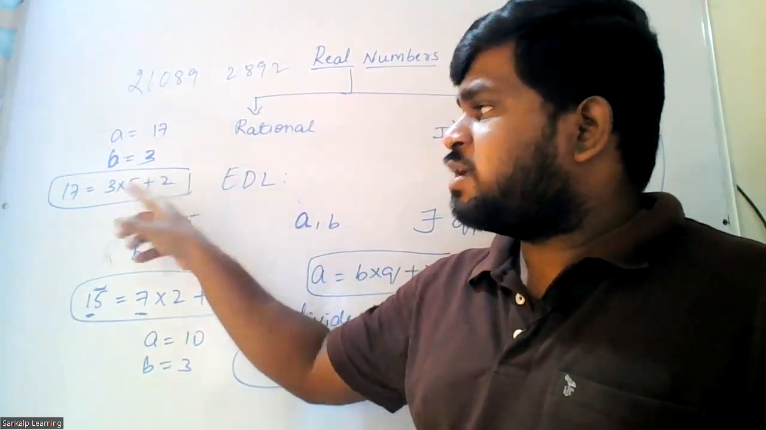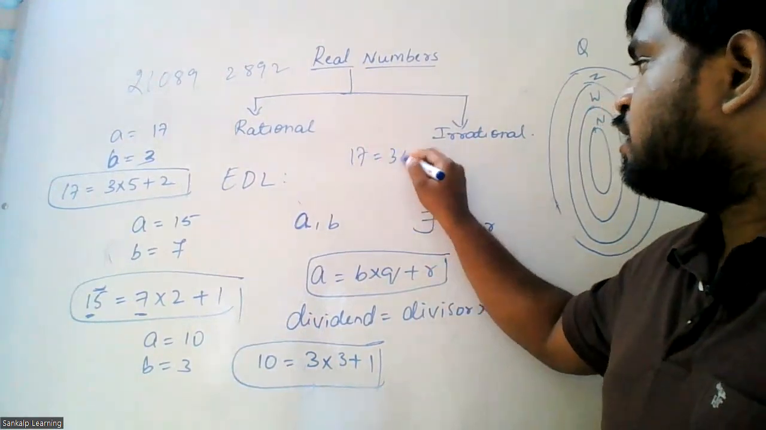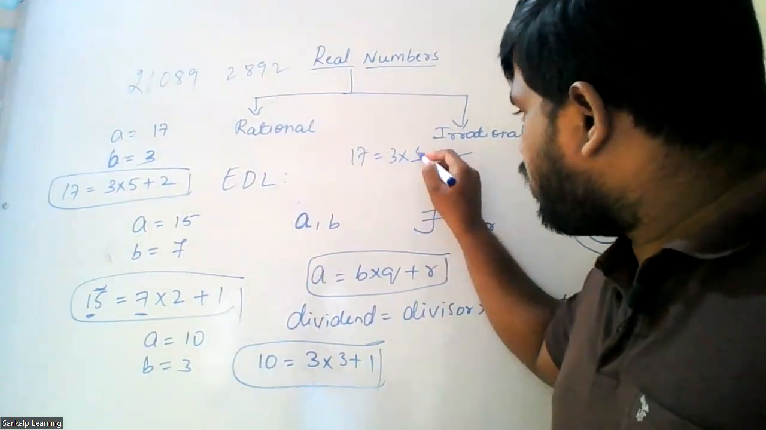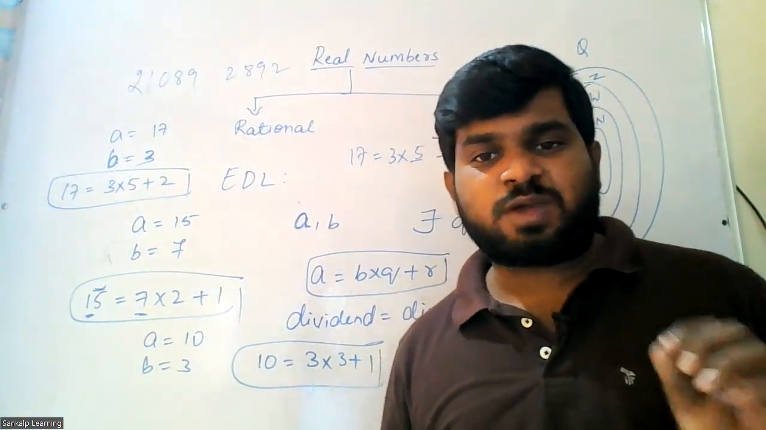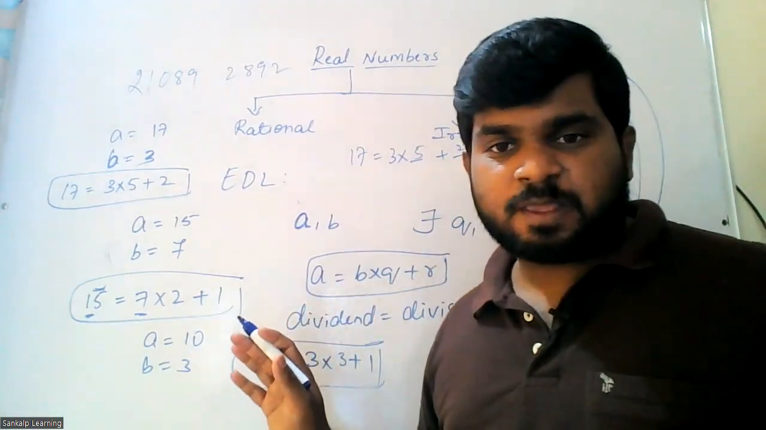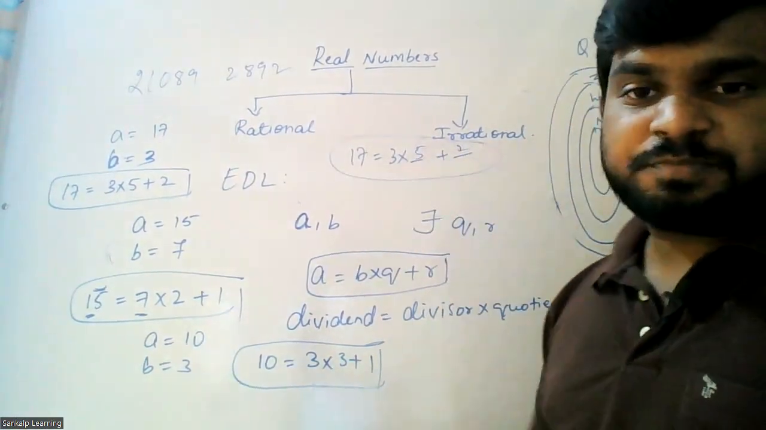These two are fixed. There is no other way that you can write 17 as 3 into something plus something. There is no other way. It should be only 5 and 2. Other than 5 and 2, you cannot have anything else. That is why you use the word unique. There is no possible way that you can satisfy this relationship.